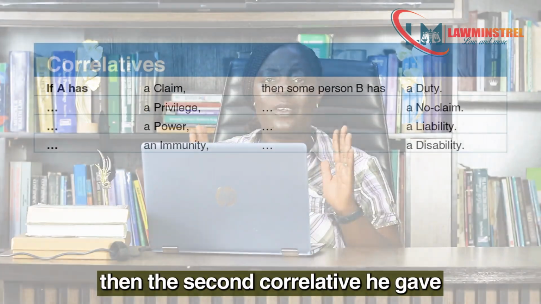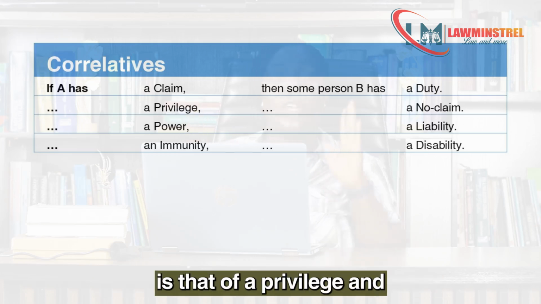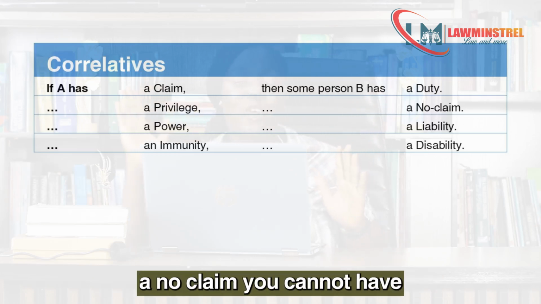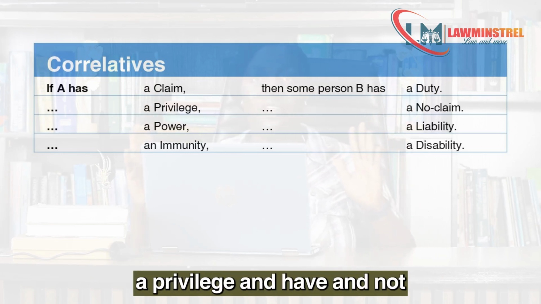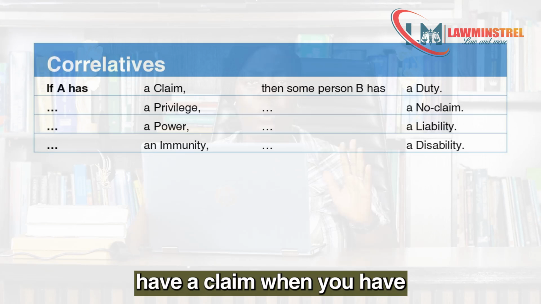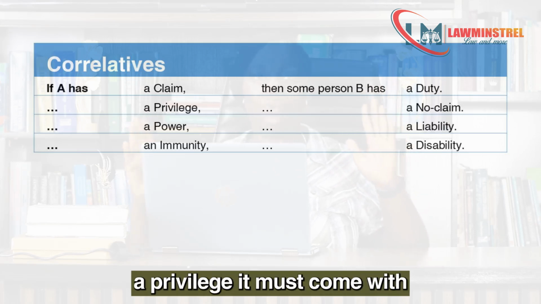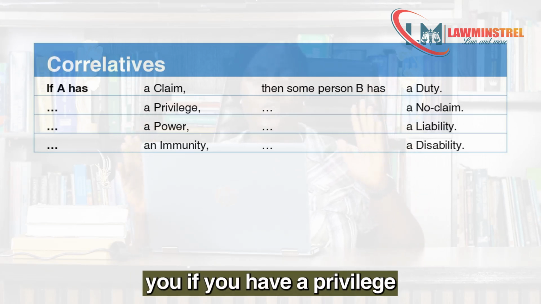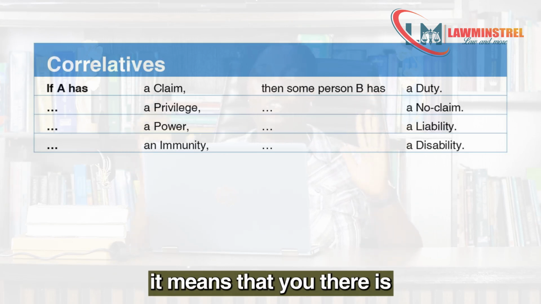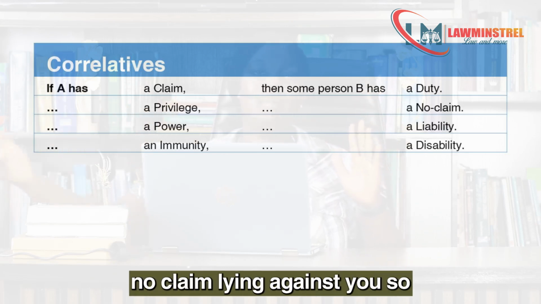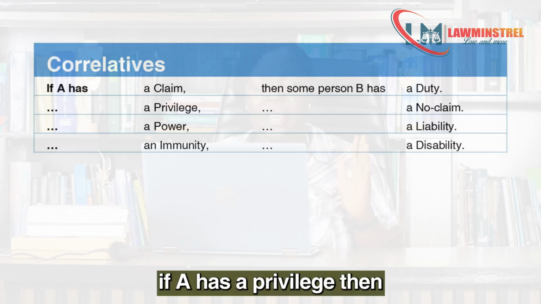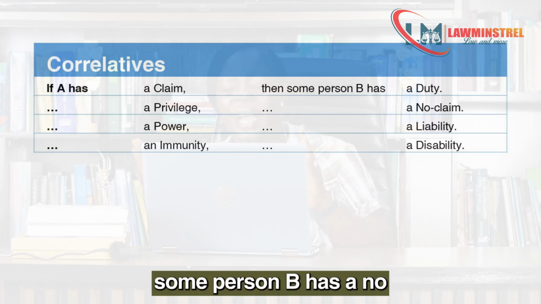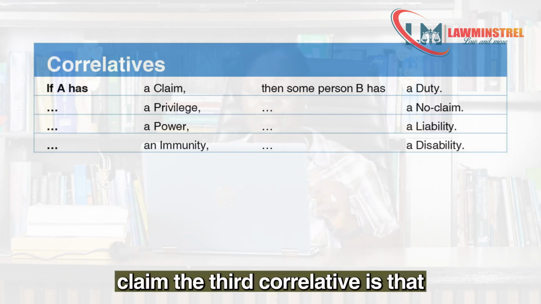So a claim and a duty are what? Correlatives. Then the second correlative he gave is that of a privilege and a no claim. You cannot have a privilege and not have a no claim. When you have a privilege, it must come with you. If you have a privilege, it means that there is no claim lying against you. So if A has a privilege, then some person B has a no claim.